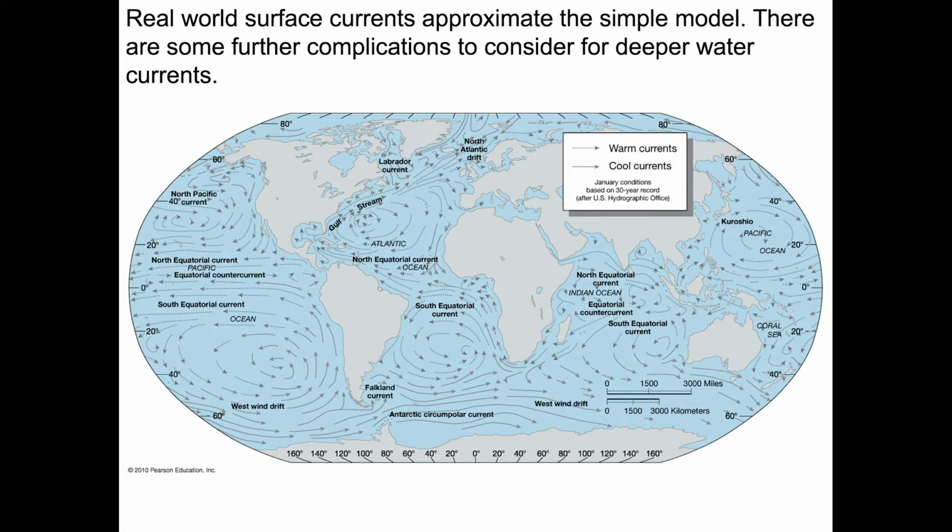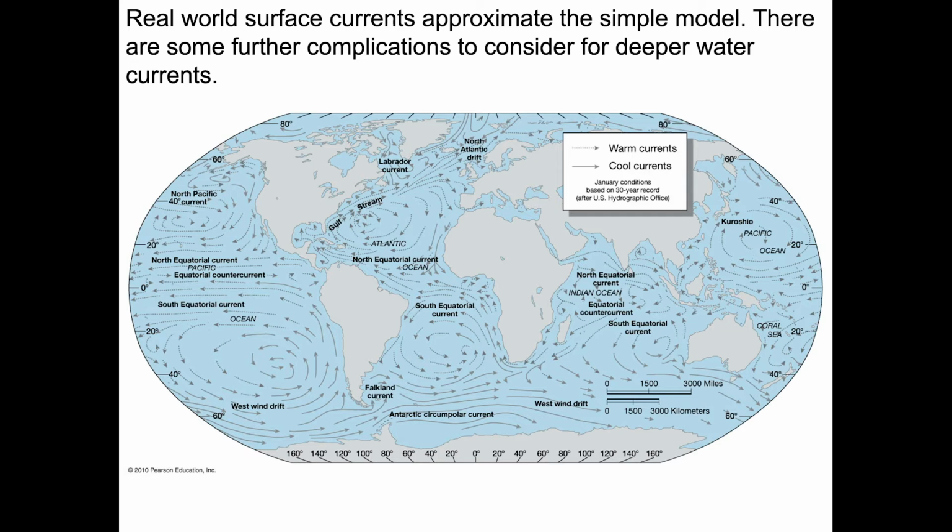So ultimately we end up with a real world surface current map like this that looks similar to that simple model we saw a minute ago. Now we have to think about additional complications when we go into deeper water. So if the oceans were all the same depth, if all of this water that you see in the map here was the same depth, life would be a lot easier for an ocean modeler or an ocean circulation modeler. But there are things in the way.